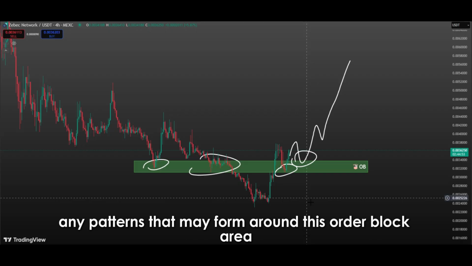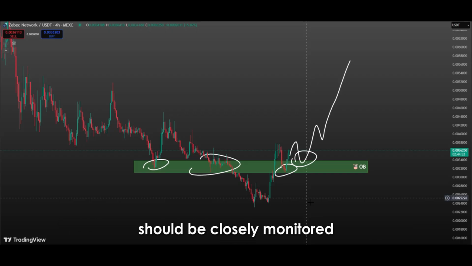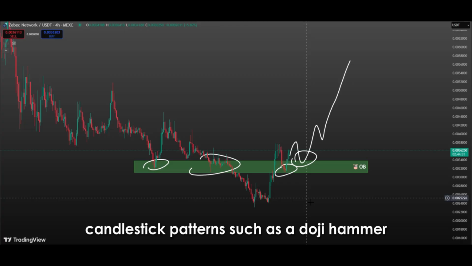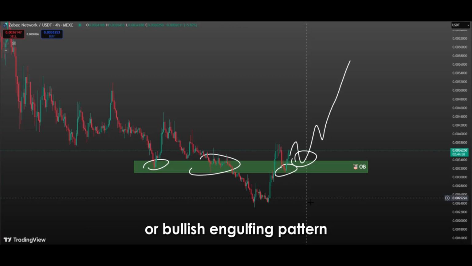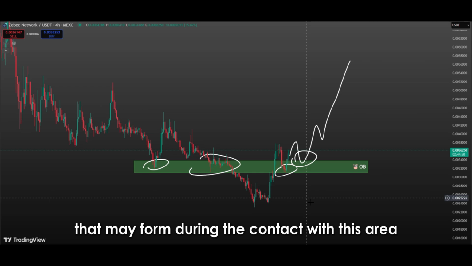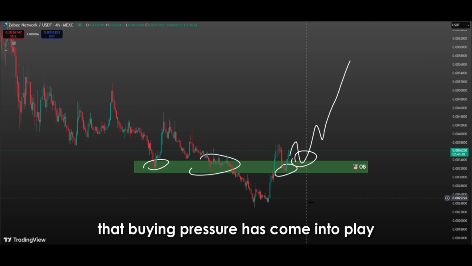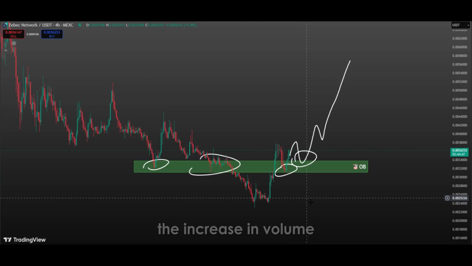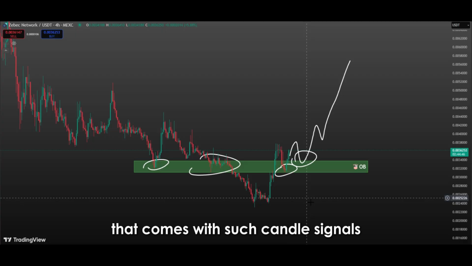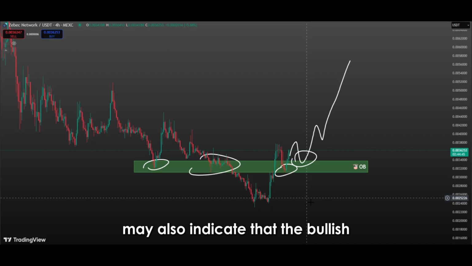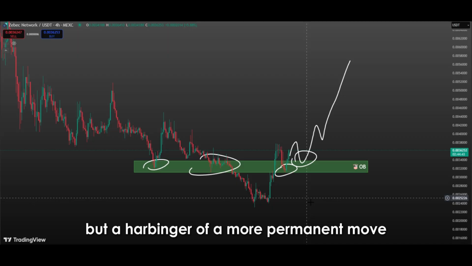Also, any patterns that may form around this order block area should be closely monitored. Candlestick patterns such as a doji, hammer, or bullish engulfing pattern that may form during the contact with this area may give strong signals that buying pressure has come into play and the uptrend may begin. The increase in volume that comes with such candle signals may also indicate that the bullish move is not just a short-term reaction, but a harbinger of a more permanent move.